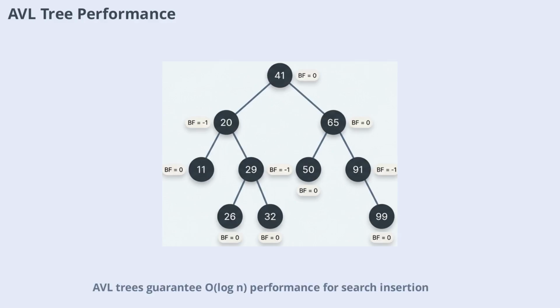AVL trees guarantee O(log n) performance for search, insertion, and deletion, even in the worst case. This reliability makes them a powerful choice for applications that require both order and dynamic updates. The cost of maintaining balance is minimal compared to the performance benefits gained.